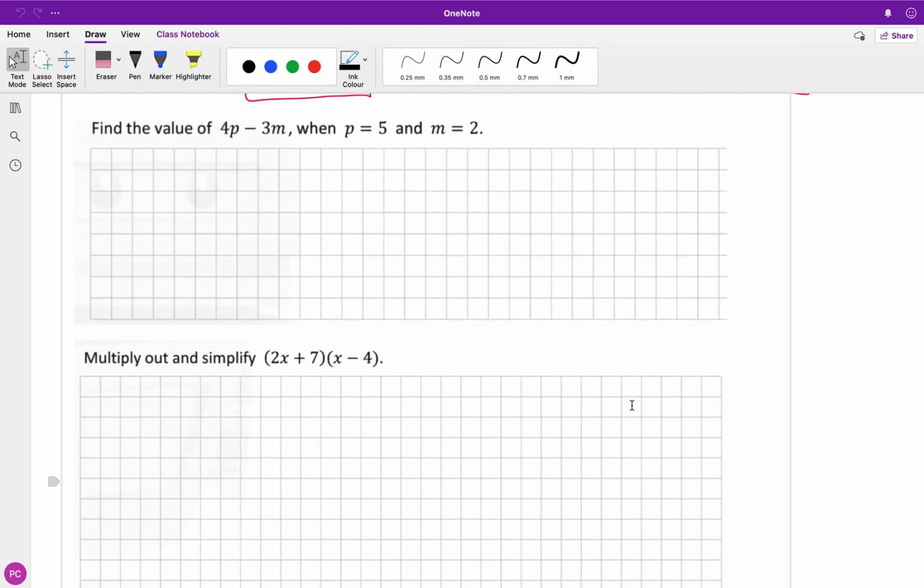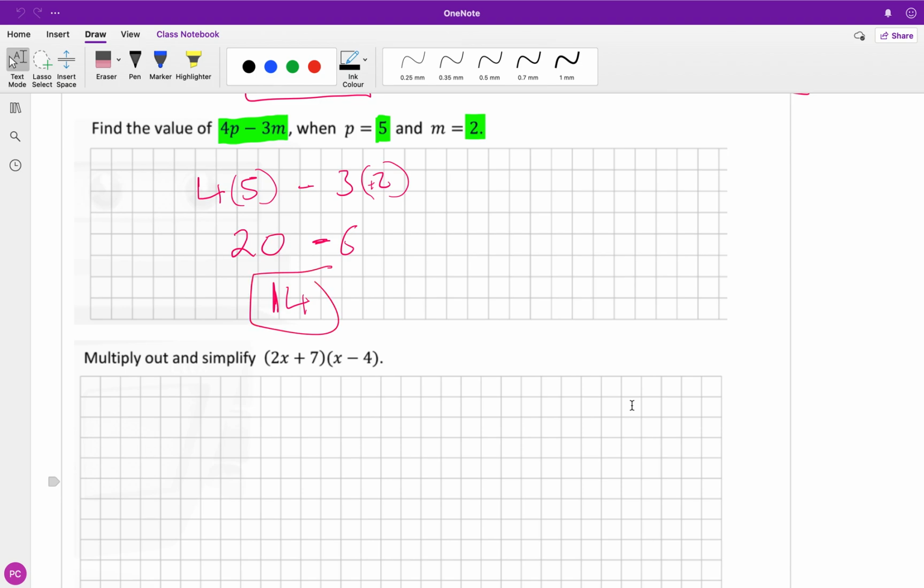Find the value of 4p minus 3m. Okay, so here's our thing here, but they're telling us that P is 5 and M is 2. So I'm going to rewrite this whole thing again, except everywhere I see a P, I'm going to put a 5, and everywhere I see an M, I'm going to put a 2. So I'm going to have 4 times 5 instead of 4 times P, minus 3 times 2. I put a 2 where I saw the M. Okay, multiply it out. 4 by 5 gives you 20, and 3 by 2 gives you 6, minus 6, because it's a plus by a minus. 20 minus 6 gives us 14.